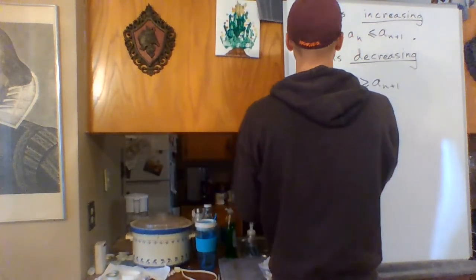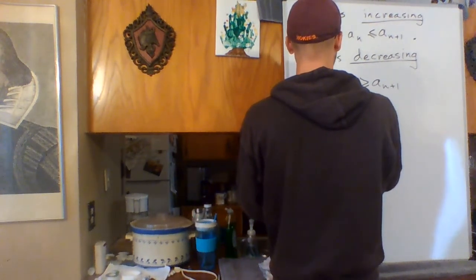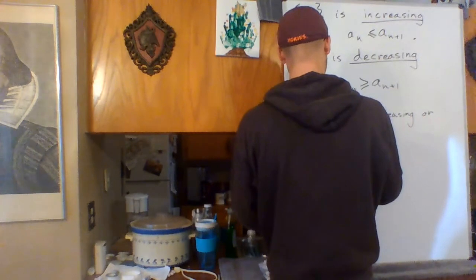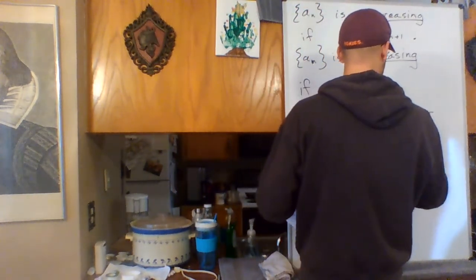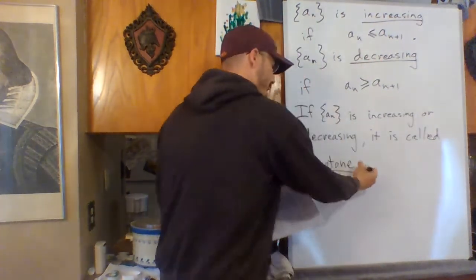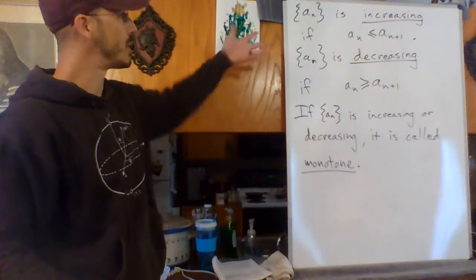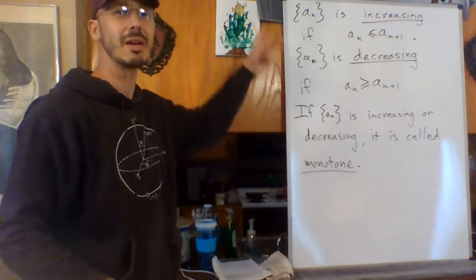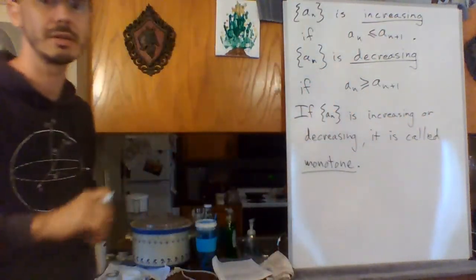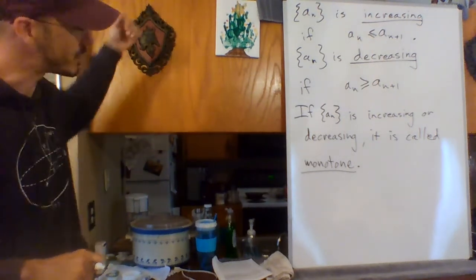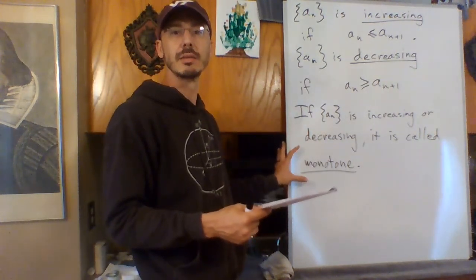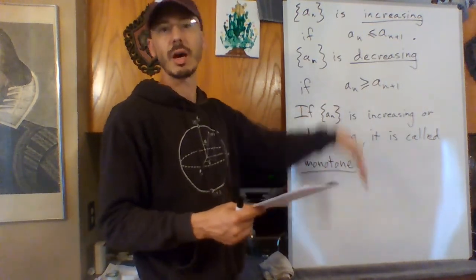And if a_n is increasing or decreasing, it is called monotone. So either one. If it's increasing, it's monotone. If it's decreasing, it's monotone. It could be increasing and decreasing, but it would have to be the same value always. So that's a constant sequence and not very useful or interesting. Increasing is monotone, decreasing is monotone. Another way to say this is that it keeps going the same way. It either keeps going up or keeps going down. It doesn't go back and forth.